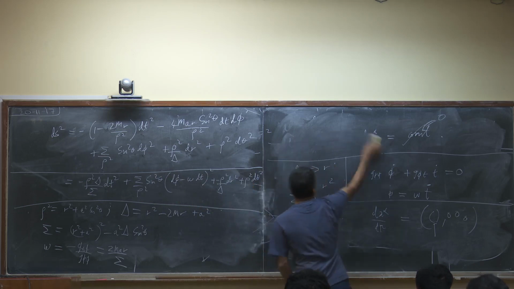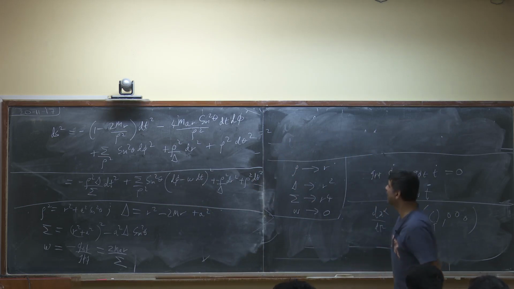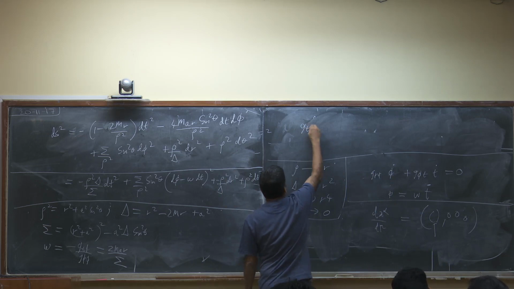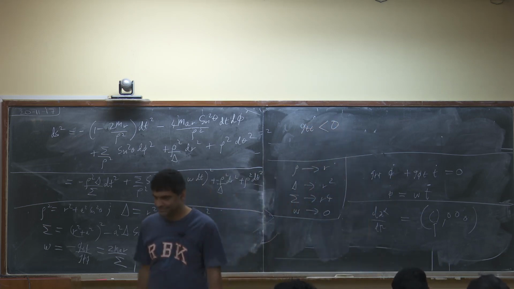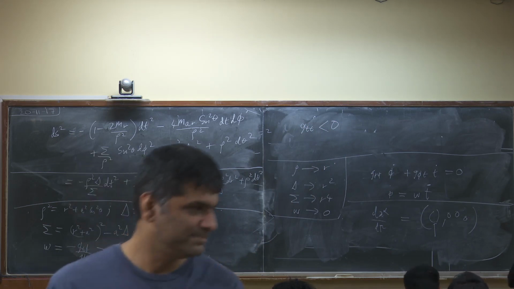So we should just keep that metric on the board. I can do this provided g tt is less than 0. That's the condition, because that's the condition that my world line is time-like.